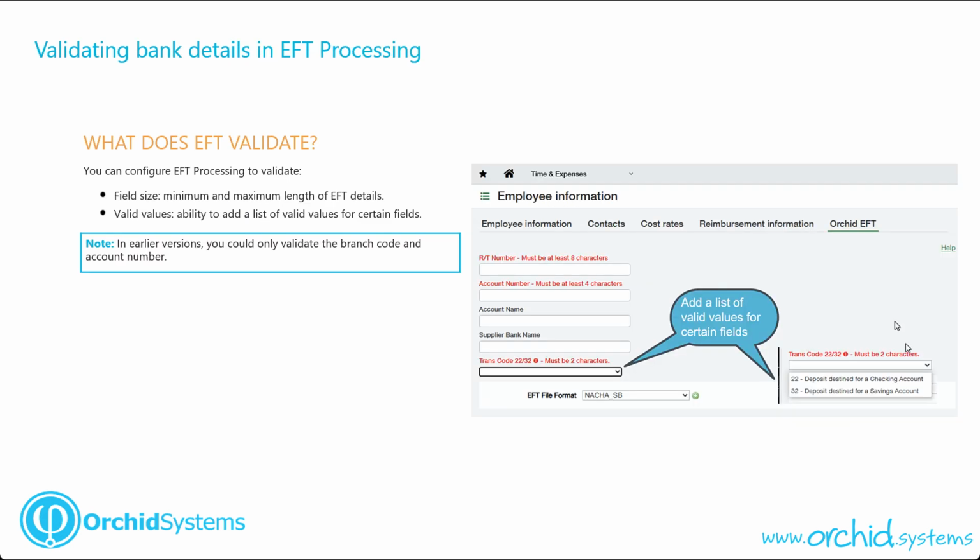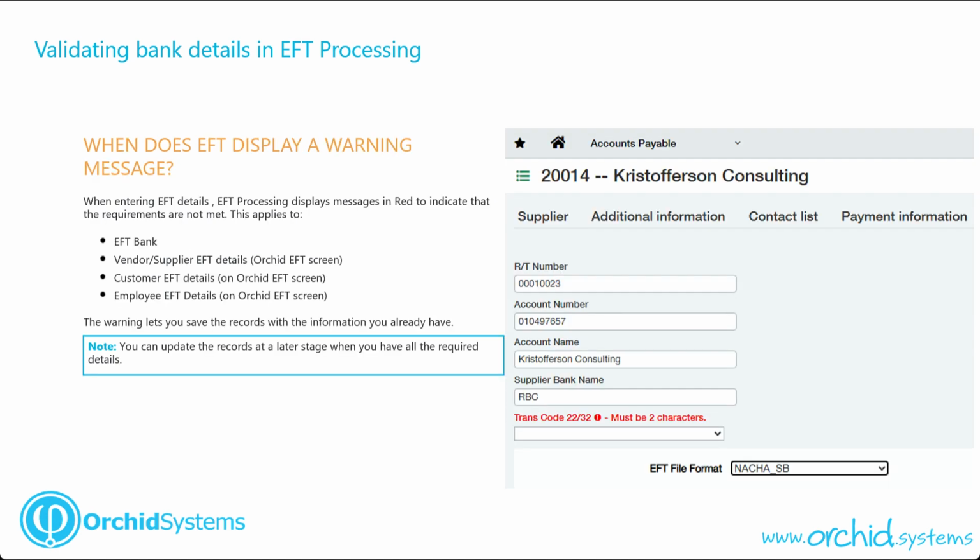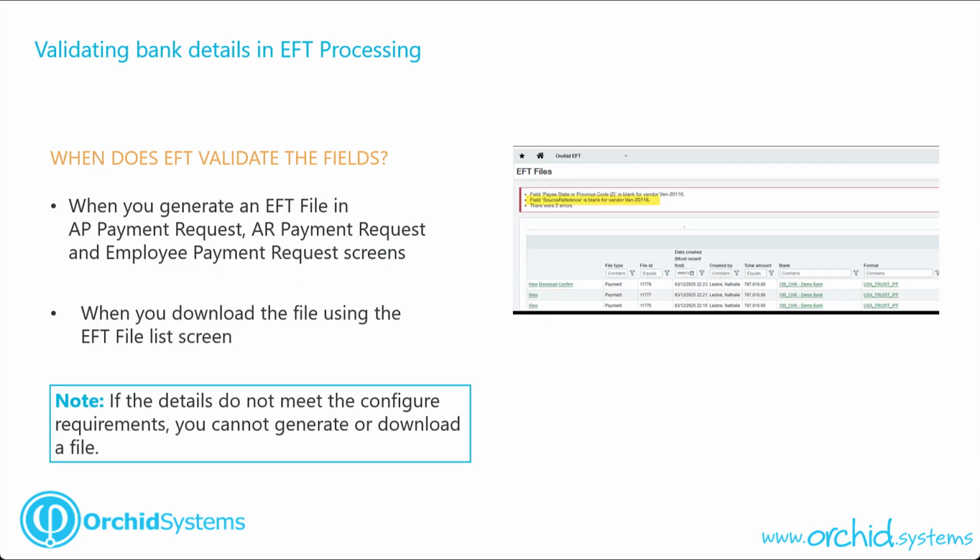The other new functionality in the forthcoming release of EFT for Intacct is additional validation on bank details. What does EFT validate? You can configure a minimum and maximum length for various fields, and you can now configure a list of valid values for certain fields, and this is all driven by the file format that you are using. In previous versions, you could only validate the branch code and the account number. There's 2 ways it does the validation.